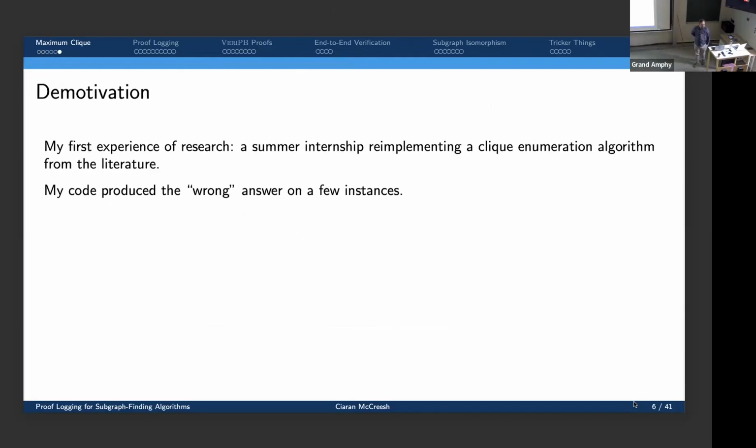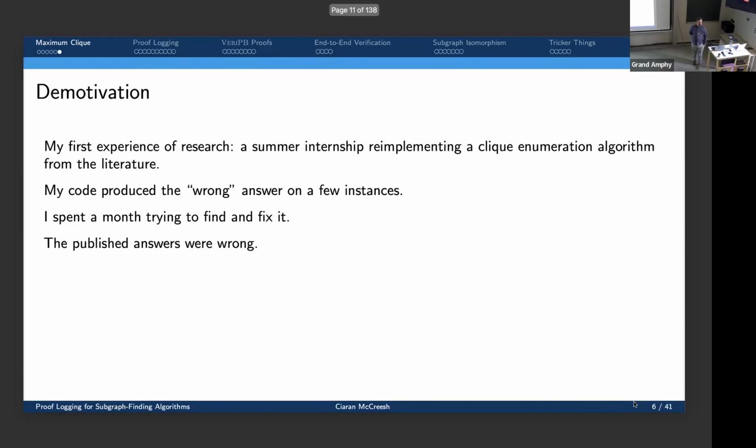So here's some demotivation. My first experience of doing research was a summer internship with Packet Processor. I was re-implementing a clique enumeration algorithm from the literature, so rather than finding the biggest clique, find me all maximal cliques. There are papers that have tabulated results for benchmark instances, saying for each of these standard benchmark instances, we found the following number of cliques, or we couldn't solve it in time. My code was producing the wrong answer on a few of these instances. I spent a month working on this. Published answers were wrong.